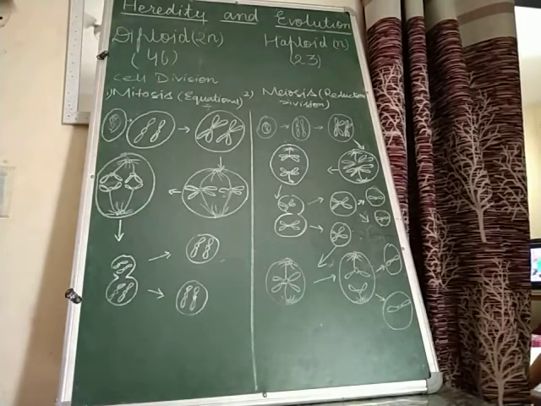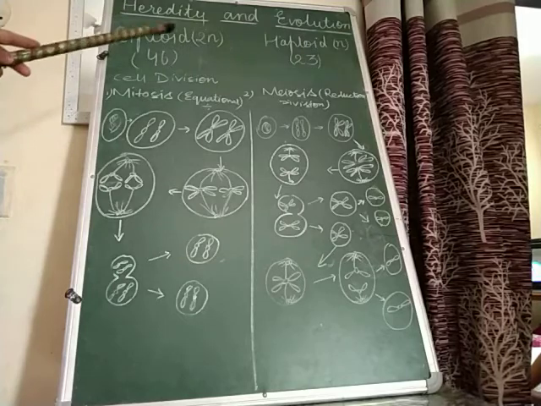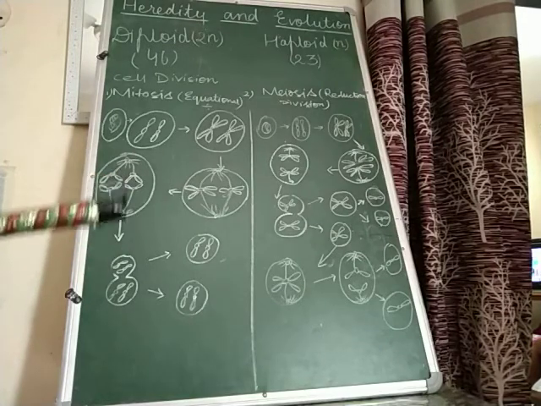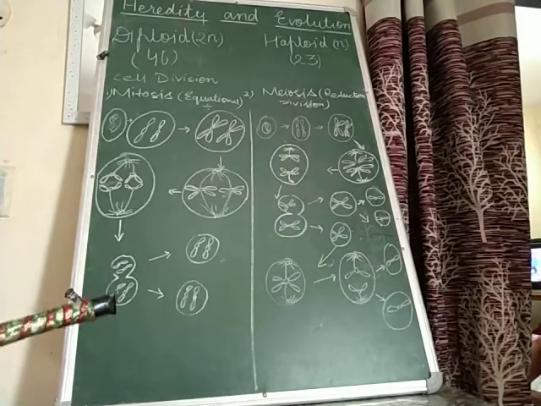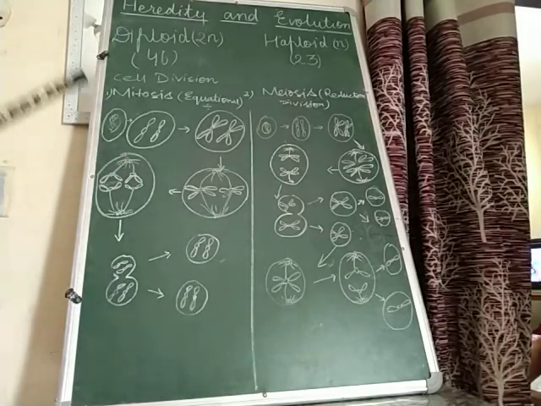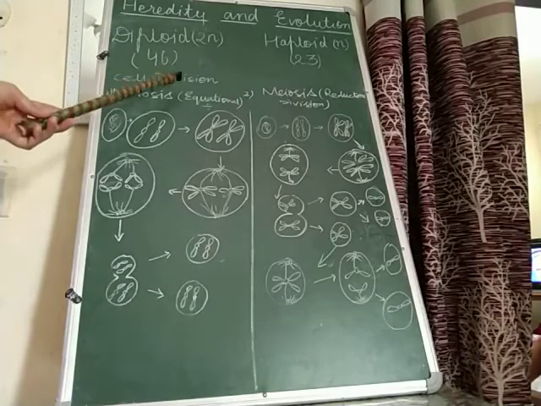Now, some organisms reproduce sexually and some reproduce asexually. So how is the number of chromosomes regulated or maintained, and how are the characters transmitted? To understand that, we need to know cell division.